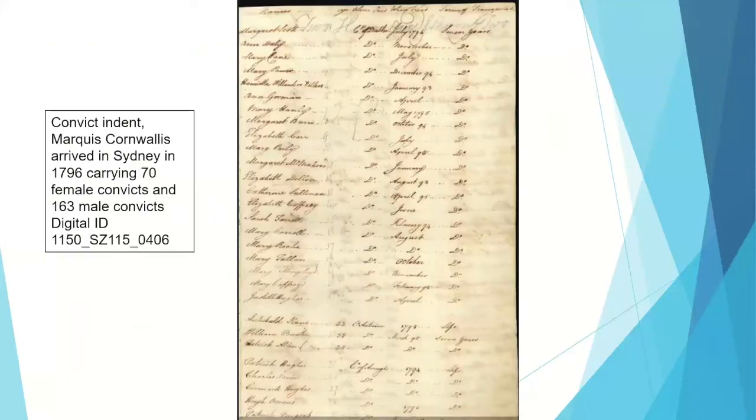Here we have a very early convict indent for the Marquis Cornwallis, which arrived in Sydney in 1796. It carried 70 female convicts and 163 male convicts. This one is digitised and is available on our website to view. And you can see here it's got fairly basic information. You get their names, sometimes their ages, where they were tried and when, and how long their sentence was. So it's pretty basic stuff.